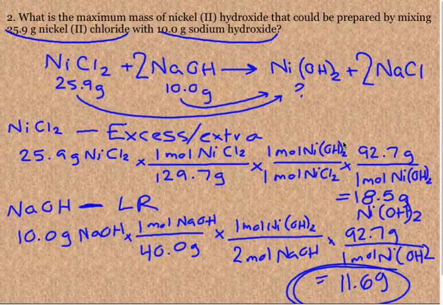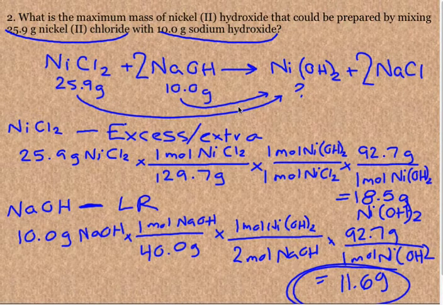And here's just another one of the limiting reactants. I would suggest that you do it whichever way you like. Again, either try the logic-based way or try the one where you do the actual stoichiometry. But you have to have the right reaction. So if you look here, we have nickel II chloride, and we have 25.9 grams of it. We have sodium hydroxide, and we have 10 grams of it.